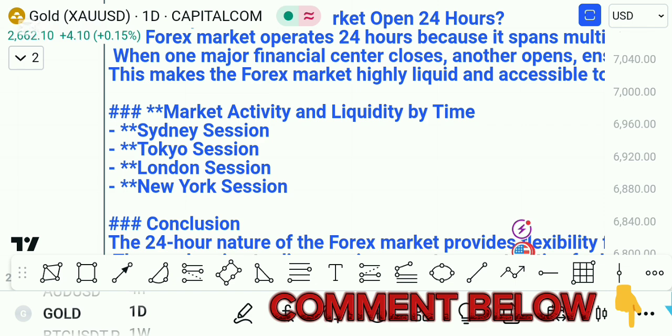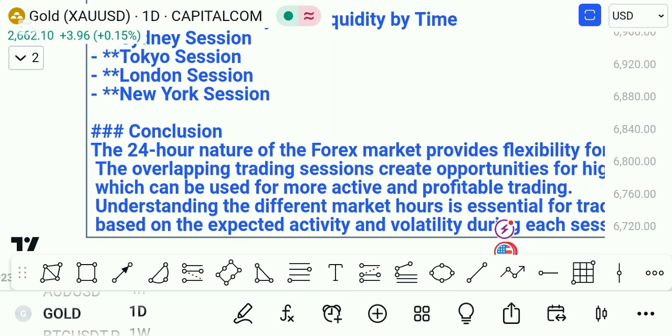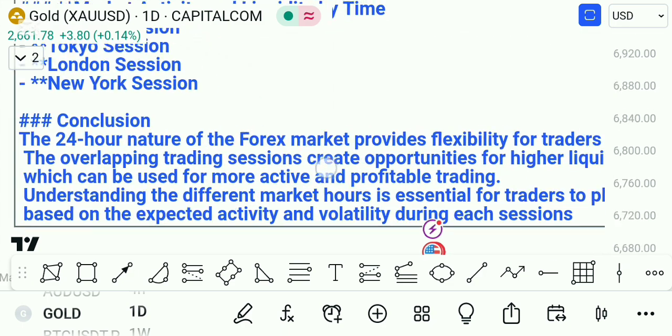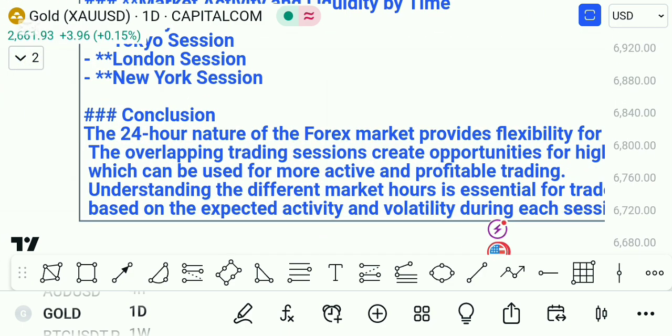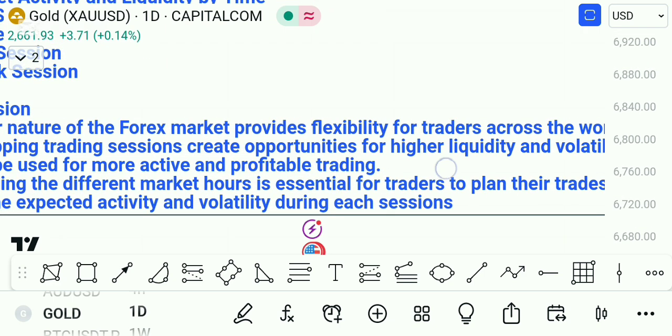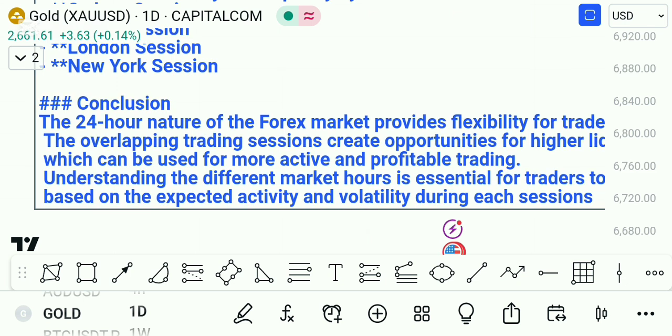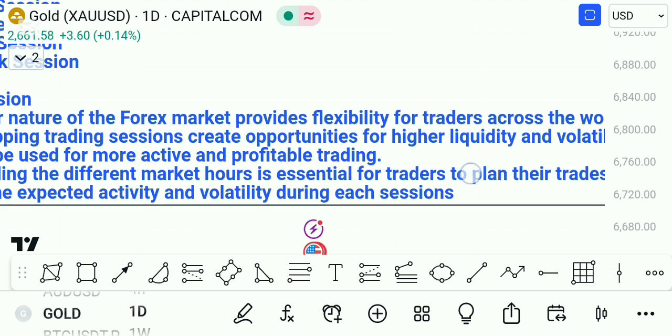Let's go back now. In conclusion, the 24-hour nature of the forex market provides flexibility for traders across the world. You can be anywhere and you trade, guys. This overlapping of sessions creates opportunities for high liquidity and volatility, guys. Liquidity and volatility will be explained in my subsequent videos. So guys, check my subsequent videos to see the video on liquidity and volatility, which should be used for more active and profitable trading. Understanding these different market hours is essential for traders to plan their trades.